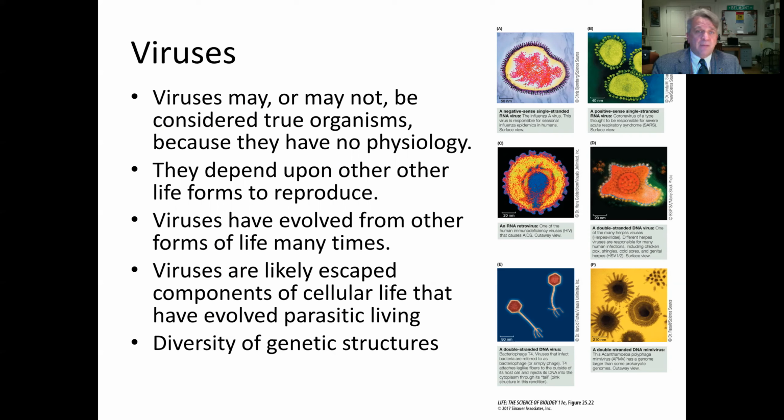So they may or may not be considered true organisms because they do not have a physiology. They depend on other life forms to reproduce. And it's clear that viruses have evolved multiple times. Okay, so the origin of viruses is something that's happened multiple times. And viruses are likely escaped components of cellular life that have evolved a parasitic way of living. And viruses exhibit a diversity of genetic structures.